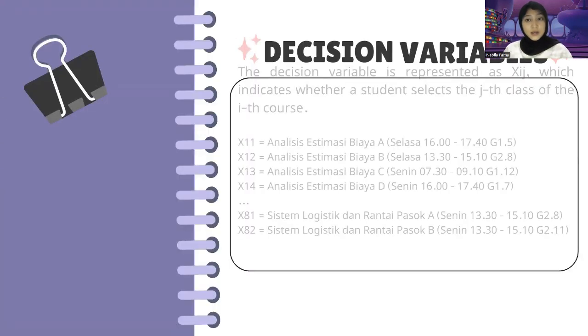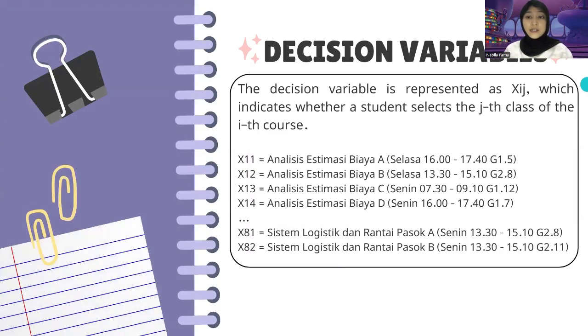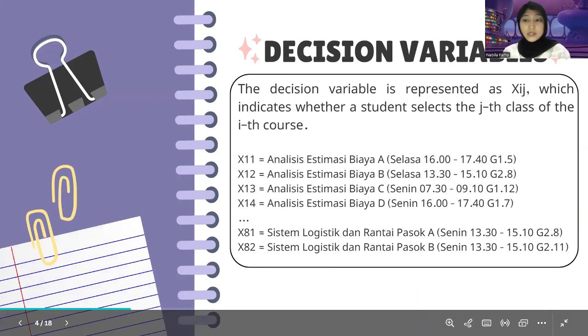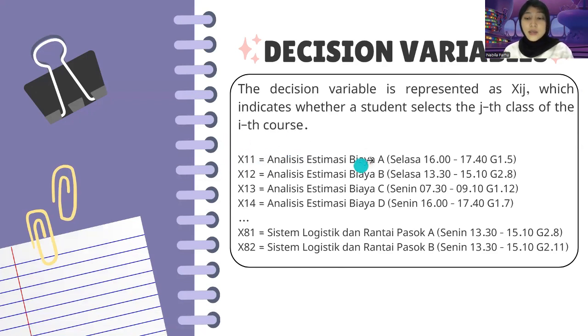So, first thing we need to do here is decide the decision variables. Here the decision variables are represented as Xij, which indicates whether students select the J class of the I course. For example, here X11 stands for Analisis Estimasi Biaya A, and so on until X82, that stands for Sistem Logistik dan Rantai Pasok B.